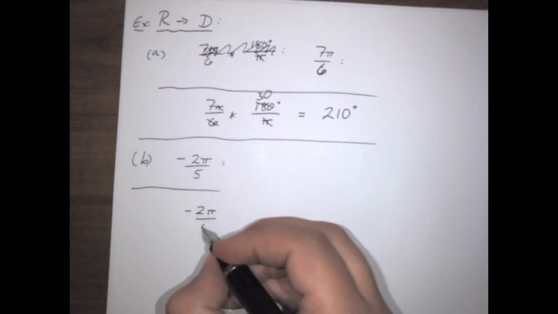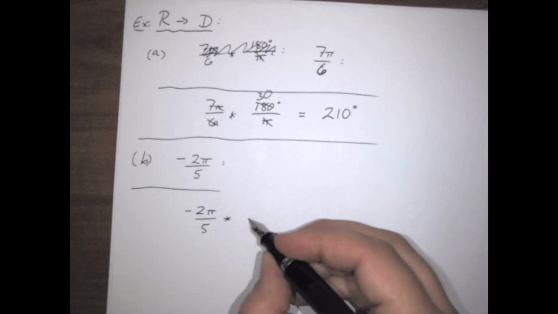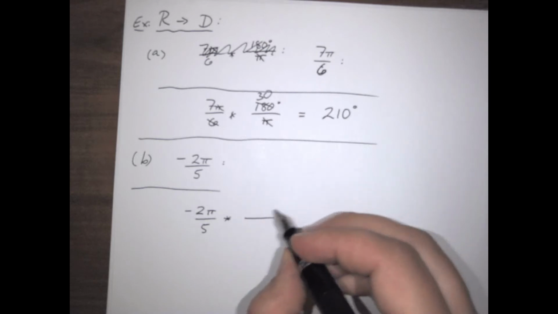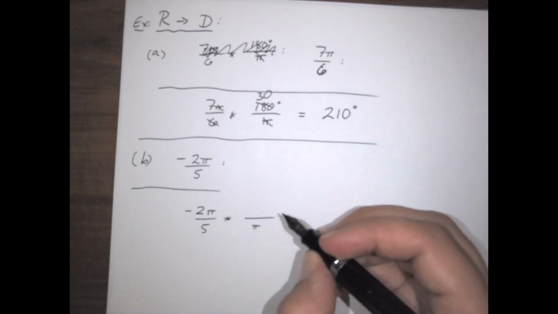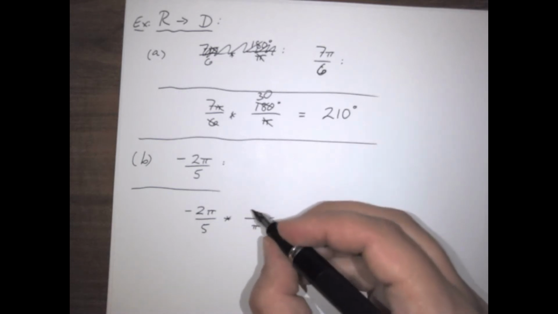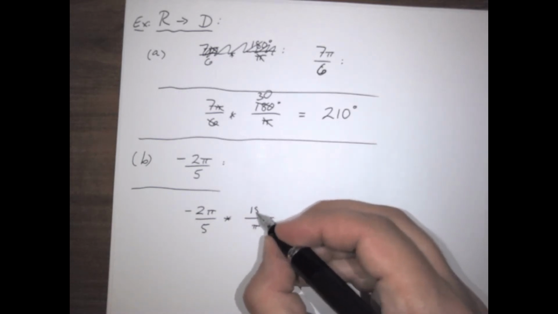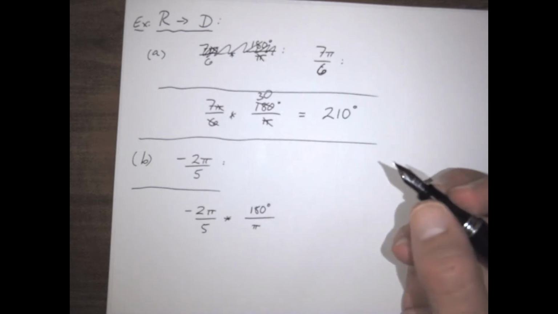Negative 2 pi over 5 times. Alright, so what we have once again is a case where the pi's are what we want to cancel and the degrees are what we want to survive. So we just put the 180 degrees up there and the pi on the bottom.